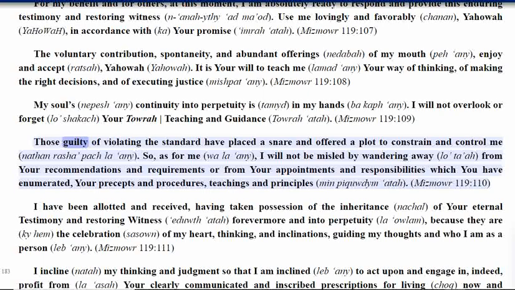Mizmowr 119-109. Those guilty of violating the standard have placed a snare and offered a plot to constrain and control me, Nathan Rasha Pokla Eni. So, as for me, Wala Eni, I will not be misled by wandering away, Lo Th, from your recommendations and requirements or from your appointments and responsibilities which you have enumerated, your precepts and procedures, teachings and principles, Min Pikumata.